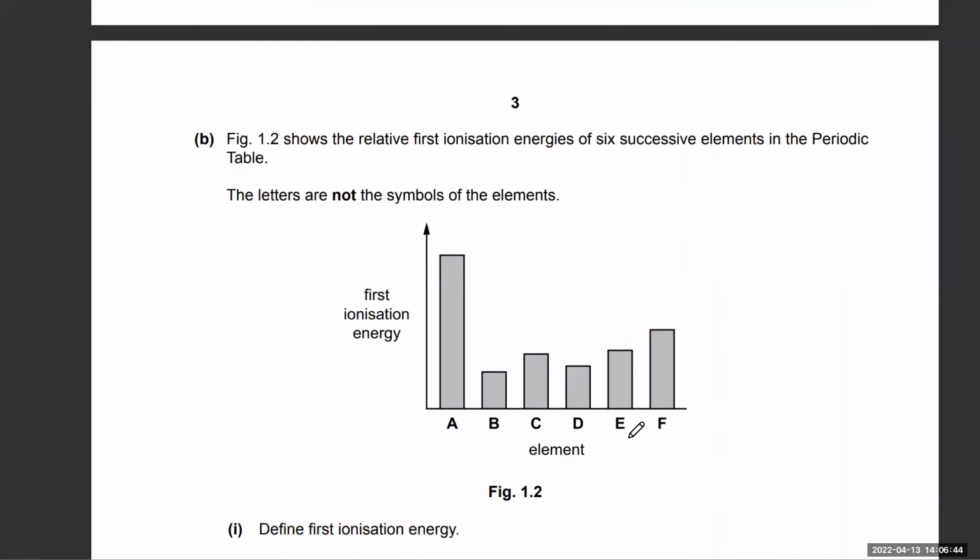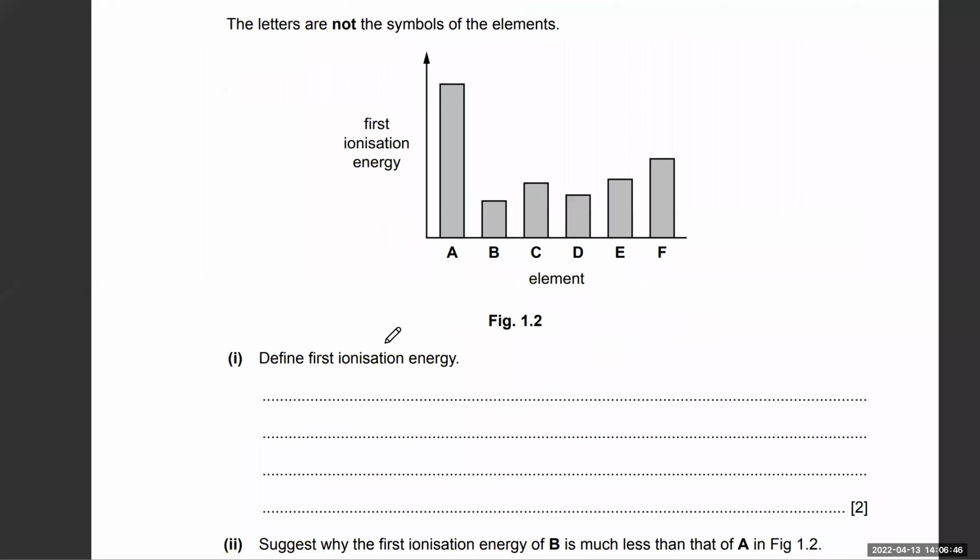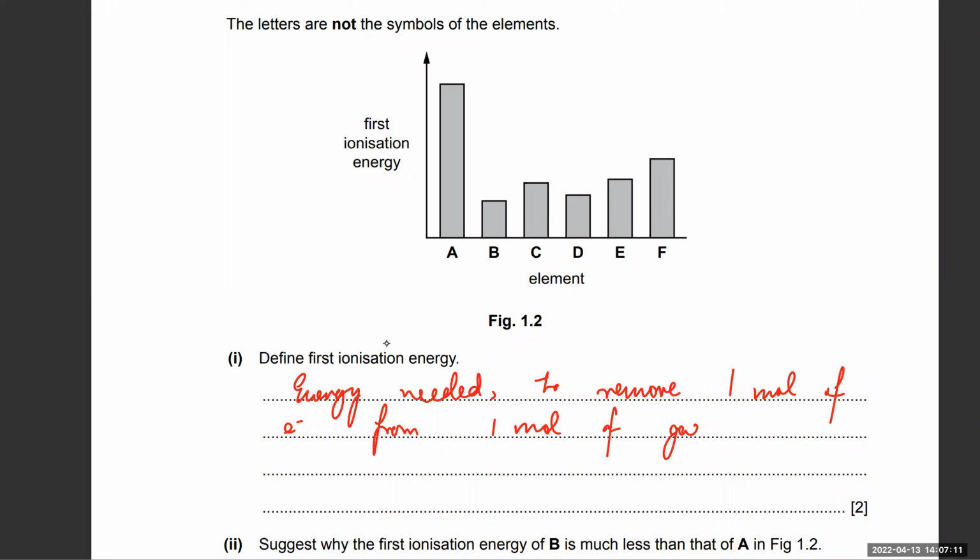Next part is about ionization energy. How do you define the first ionization energy? First thing, it's removing the first electron from the atom. So it's the energy that is needed. Remember, it's always endothermic, so energy is needed to remove 1 mole of electrons from 1 mole of gaseous atoms. And what is formed? To form 1 mole of gaseous 1+ ions.